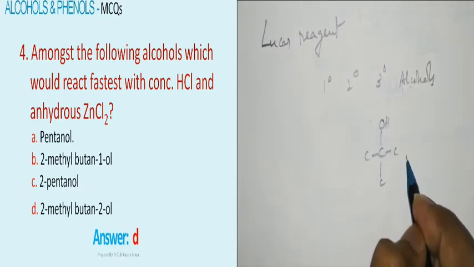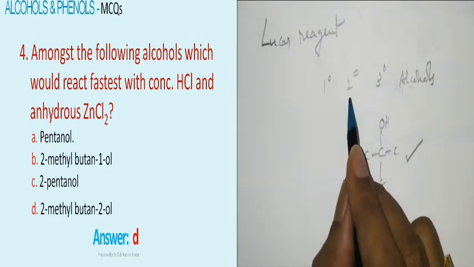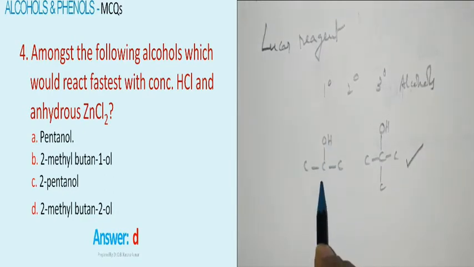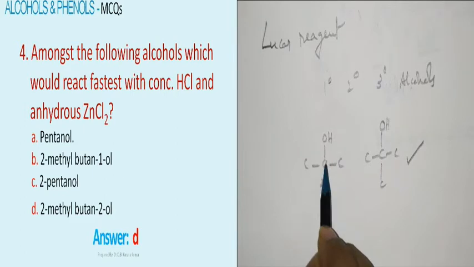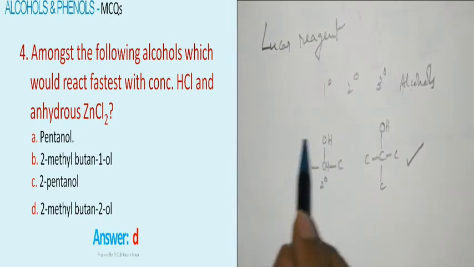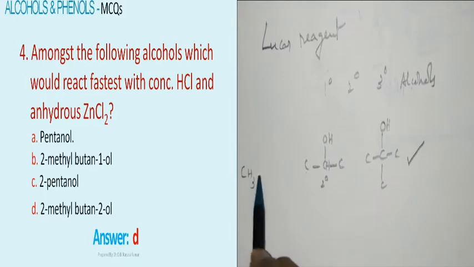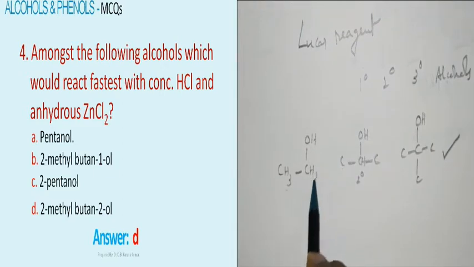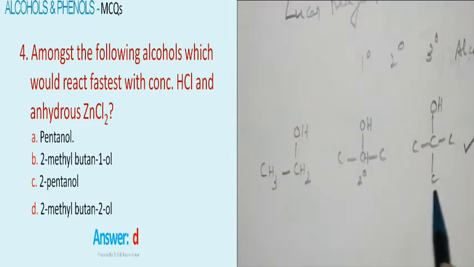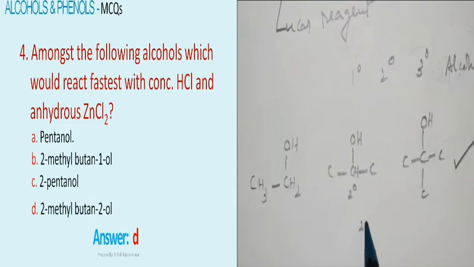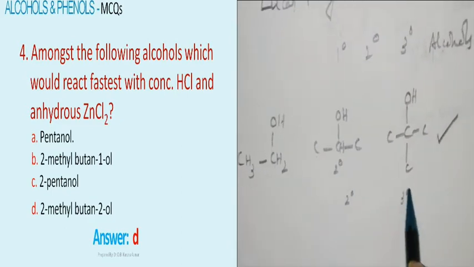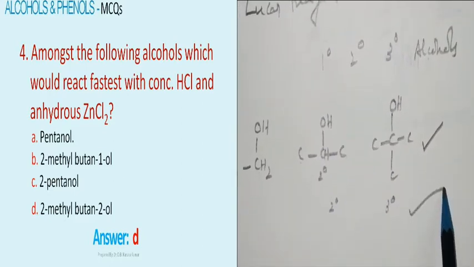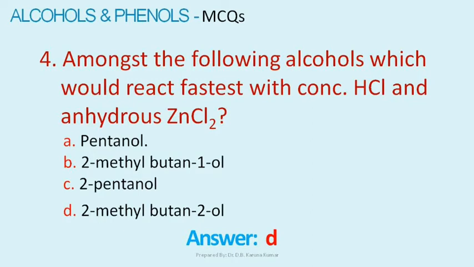So this will give turbidity very fast compared to secondary alcohol. In a secondary alcohol, the OH group is attached to a secondary carbon. A secondary carbon is a carbon which is directly attached to only 2 more carbons. So here I have a hydrogen. Now what is a primary alcohol? Primary alcohols are alcohols where the OH group is connected to a primary carbon. A primary carbon is directly connected to only 1 more carbon. So secondary alcohols will give turbidity after some time. Tertiary alcohols will give turbidity immediately with Lucas reagent. So here we need to search for a tertiary alcohol.